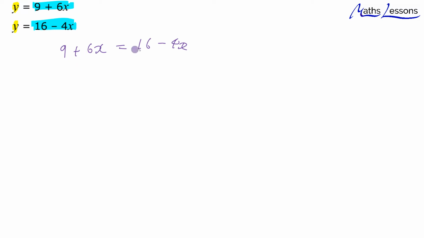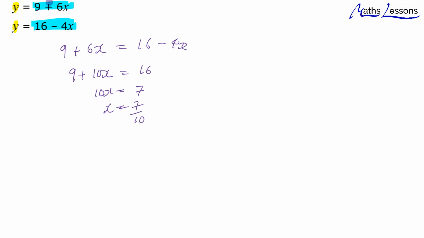And then we can take the 9 away from both sides and add the 4x. I'm going to add the 4x this side first. Keep it simple. Add 4x, so that's 10x. Add 4x to that, I'm just left with 16. Take off the 9, I'm left with 10x equals 7. So therefore x equals 7/10.